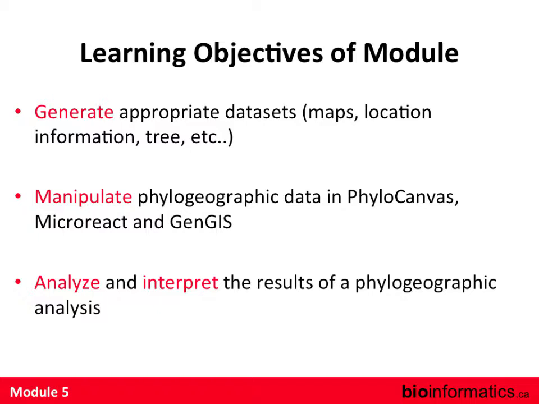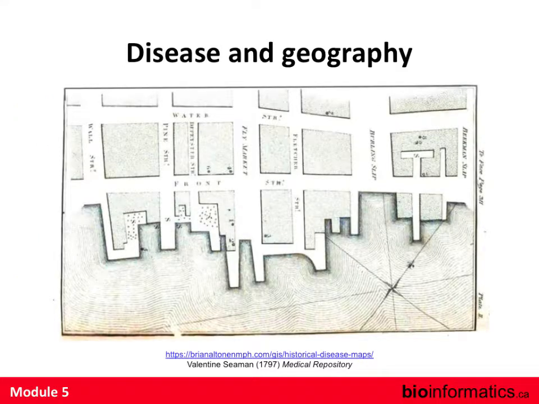And then once you shove things into those programs, analyzing and interpreting the results of a phylogeographic analysis, right? I got my map, I got my tree, I got my pretty colors, was it me? So these are important questions. And we are going to start in 1797.